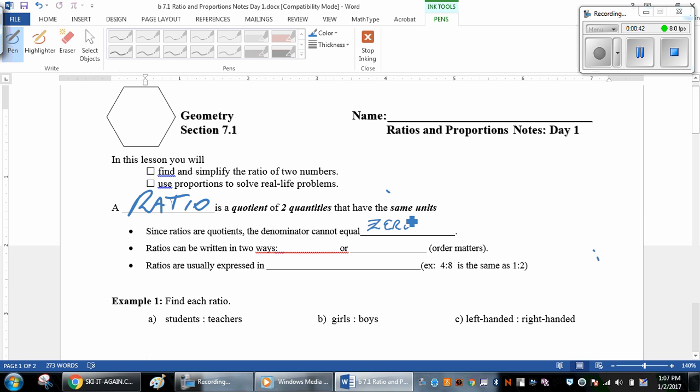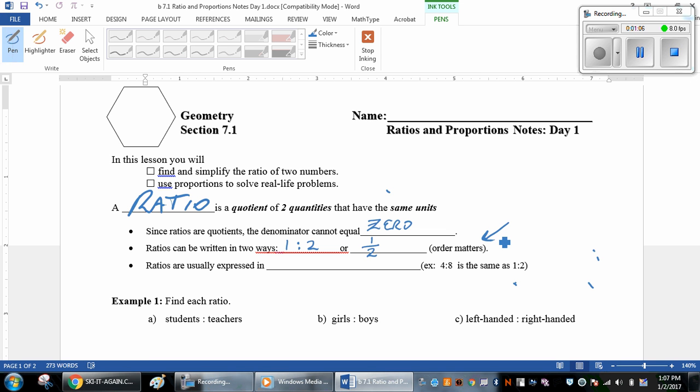Ratios can be written in two ways. We can start with the colon, and we read this as the ratio of 1 to 2. Or in mathematics, when we use these in this order, we would write it as a fraction, 1 over 2. And notice, order matters. This is really important. If it's 1 to 2 here, then it's 1 over 2 as a fraction.